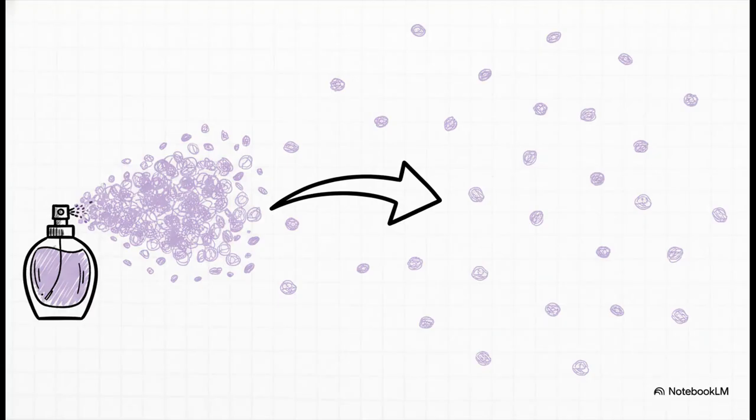To understand diffusion, think about this. You've all experienced it. If someone sprays some perfume in one corner of a room, what happens? After a little while, you can smell it from all the way across the room. The smell has spread out. That, right there, is diffusion in action.